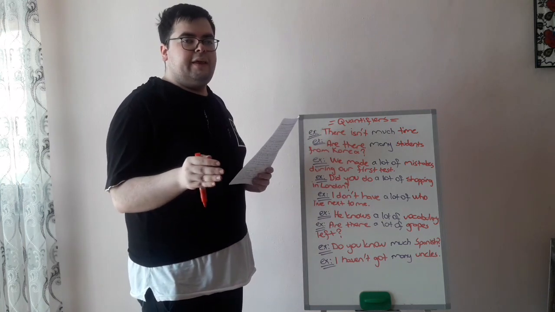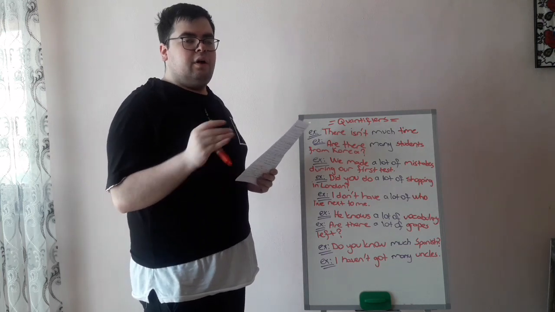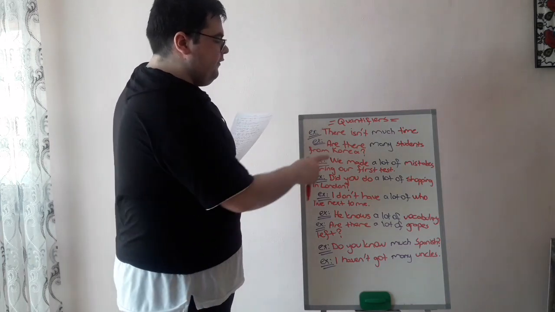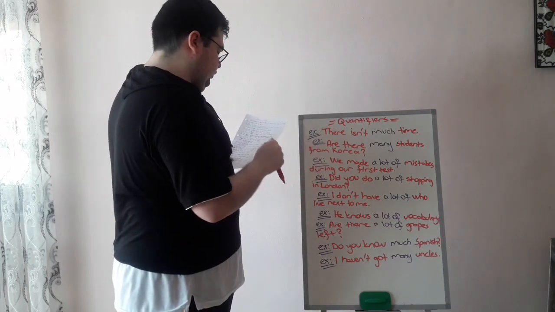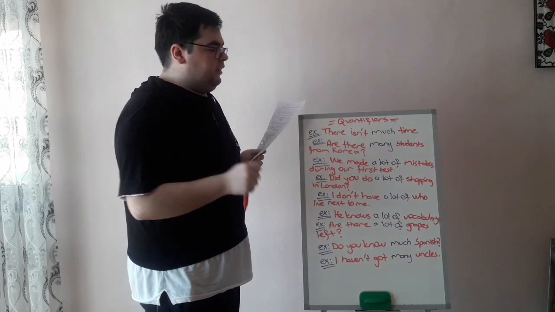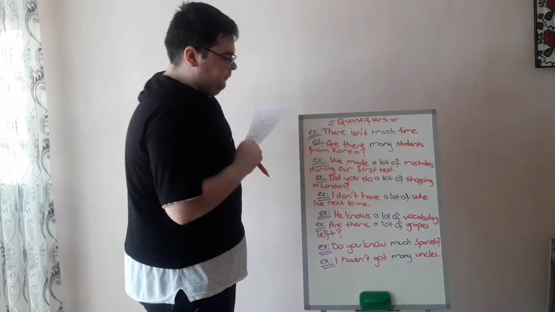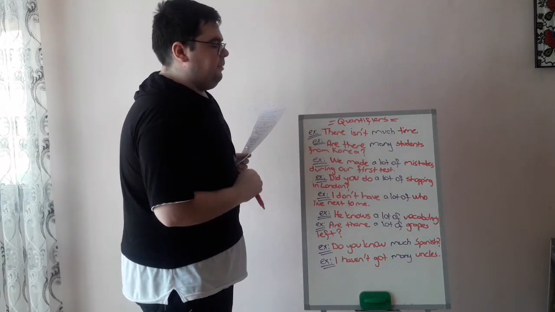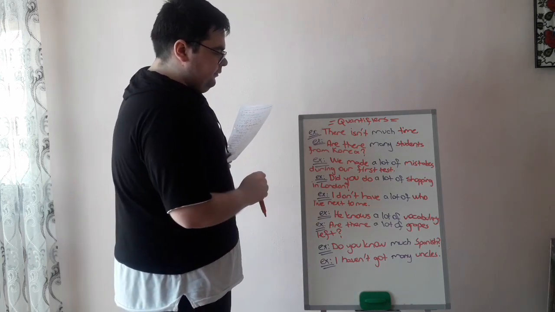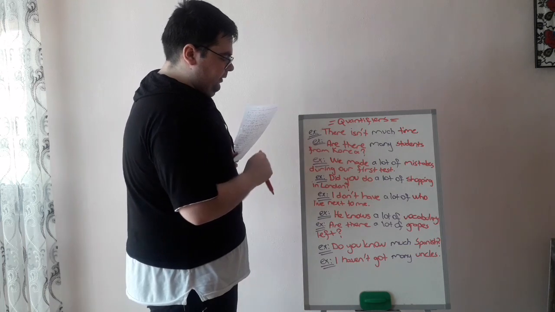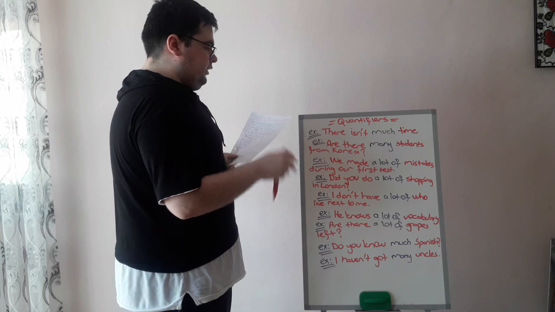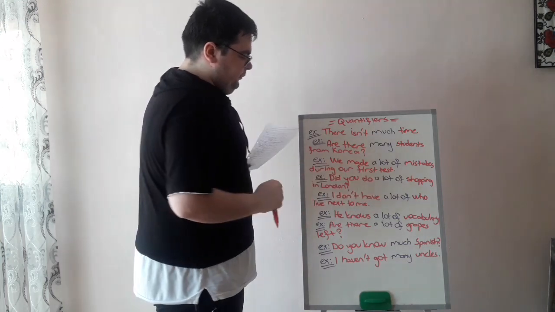A lot of can be used with both uncountable and countable nouns. Let's look at our example. We made a lot of mistakes during our first test. Mistakes, countable noun, and we use a lot of. Let's look at another example. Did you do a lot of shopping in London? Here shopping is an uncountable noun and we use a lot of.